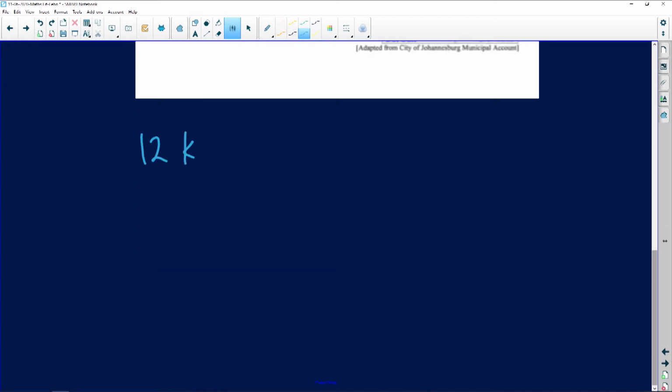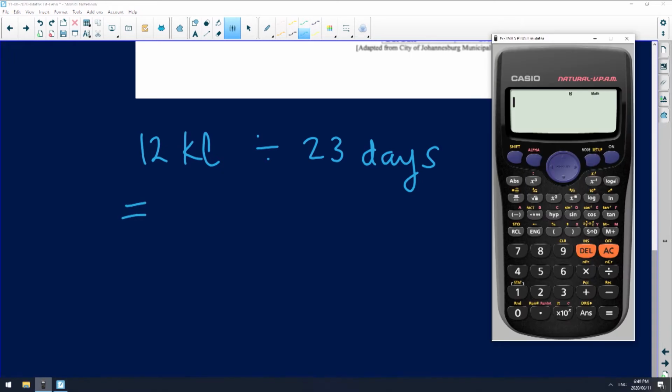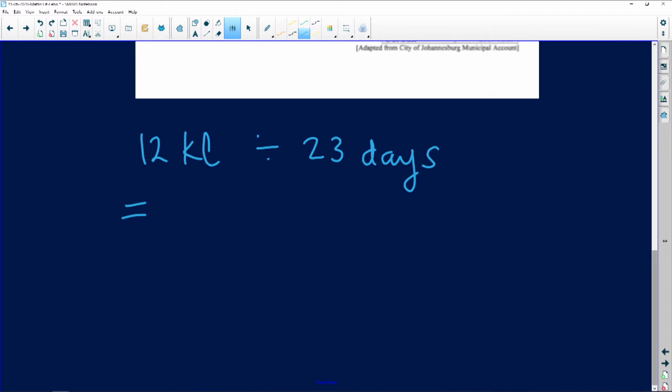12 kiloliters divided by 23 days. All the clues are there. No one is trying to trick you. Let's see if it gives us what we are looking for. 12 divided by 23 days. It gives you 0.5217, and it goes on.